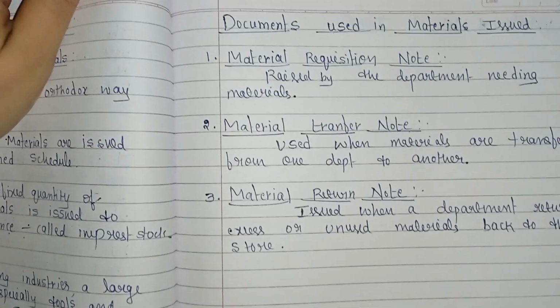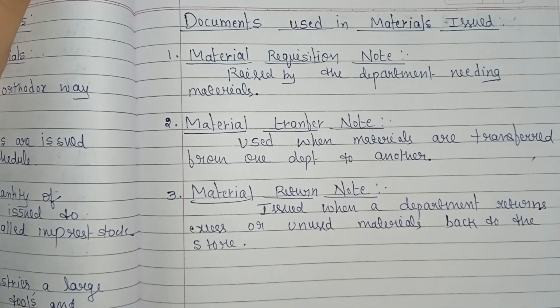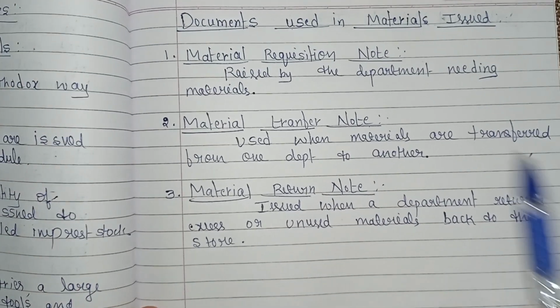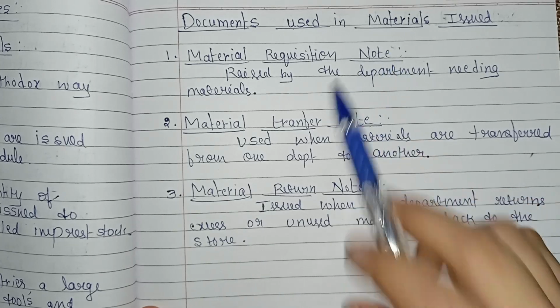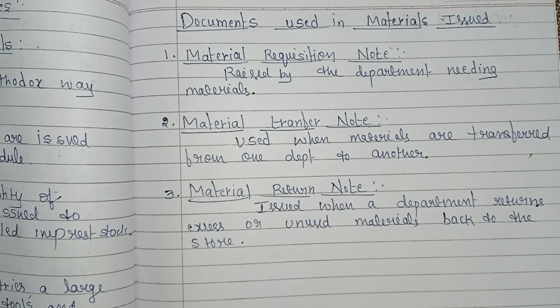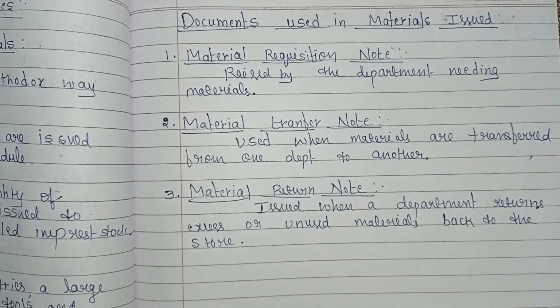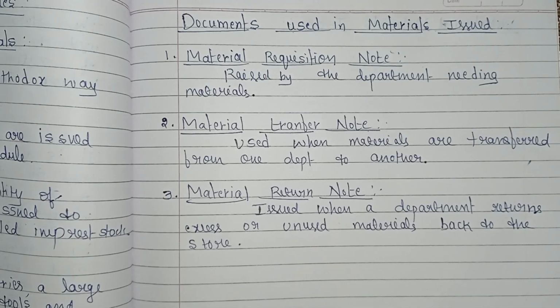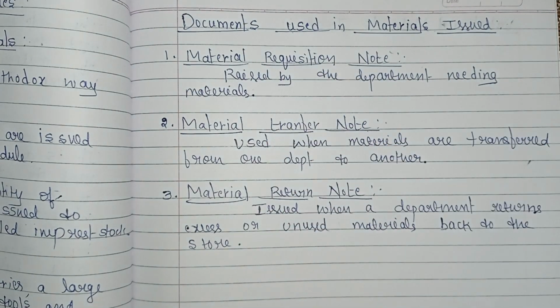Next, let's see the documents used in material issue. The first document is the material requisition note. We use the material requisition note when the materials are needed. If a company or any organization needs materials, they must raise a material requisition note.